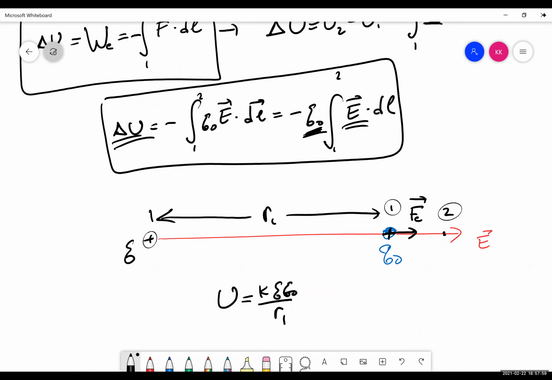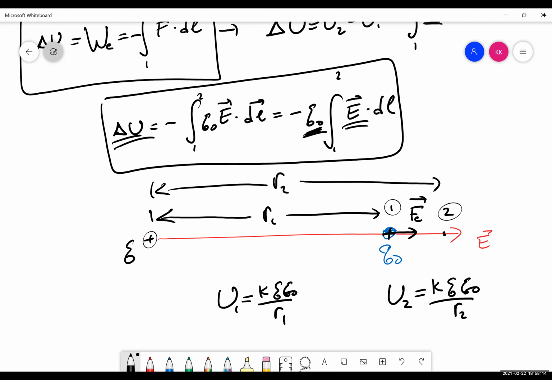But because there's going to be force acting on it and there's going to be displacement, potential energy will change to a different value, because then it's going to be k q q naught over r2. And let's say r2 is now different. That means potential energy also will be different. So there's a change in potential energy. Okay.